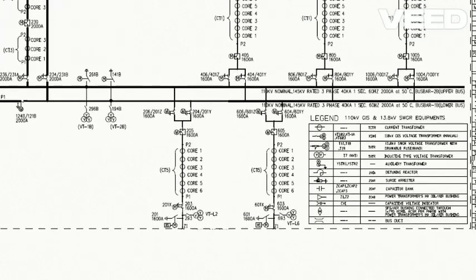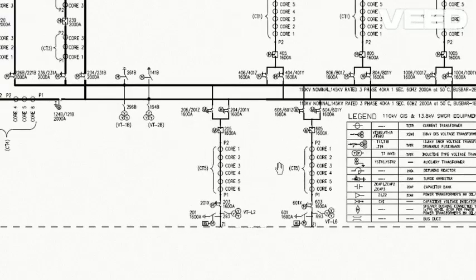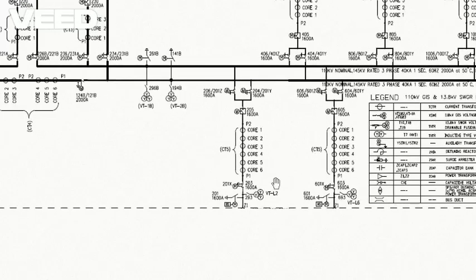These are the legends which are used in the complete single line diagram, but now we are only showing the 110 kV GIS. That's why we only covered a few, but in the next phase we will cover the other side of the single line diagram.